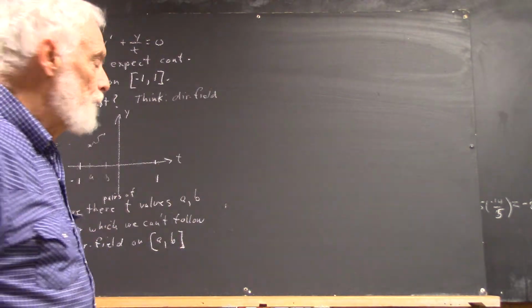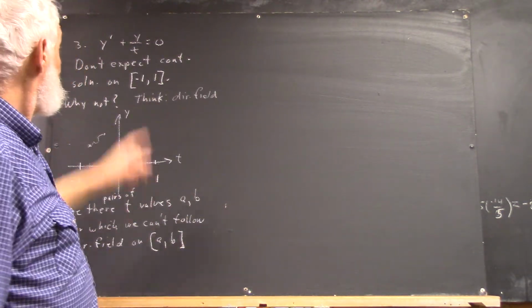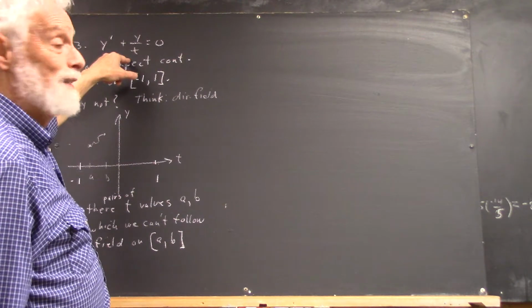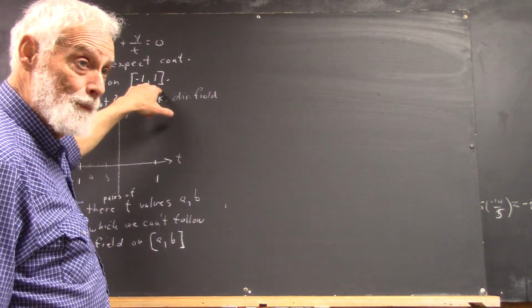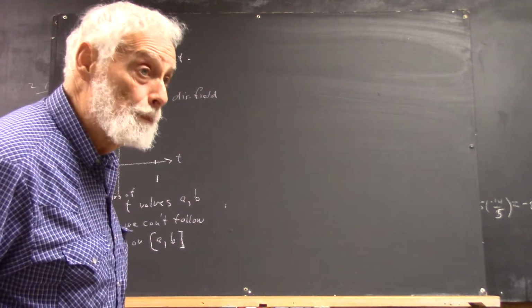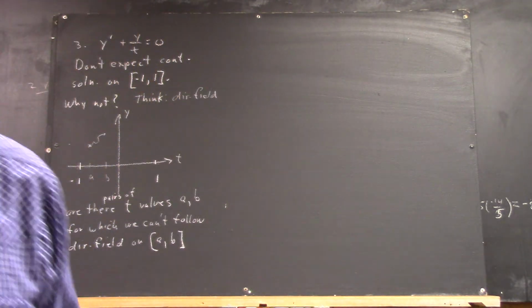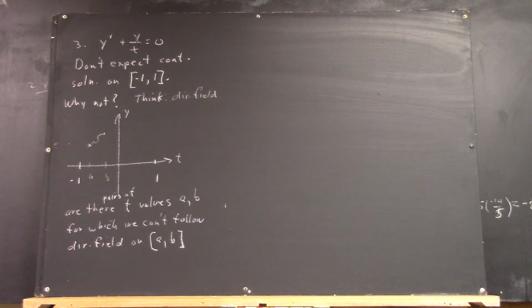Well, another thing you can see is that you can't divide by this 0. It isn't defined if t equals 0. t equals 0 is in this interval, right? Why does that mess things up in terms of the direction field?